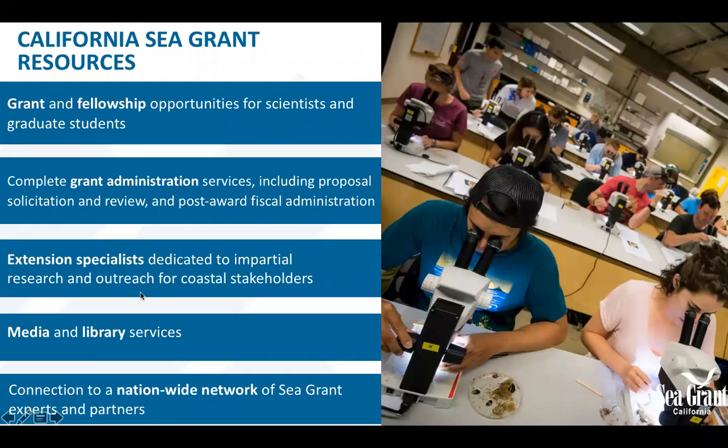The resources that our network, including our program, provides include grant and fellowship opportunities for scientists and graduate students, and complete grant administration services, including proposal solicitation and review, and post-award fiscal management and administration. Then we have extension specialists dedicated to impartial research and outreach for coastal stakeholders, as well as media and library services provided through our national headquarters, and a connection to the nationwide network of Sea Grant experts and partners, and other NOAA entities.